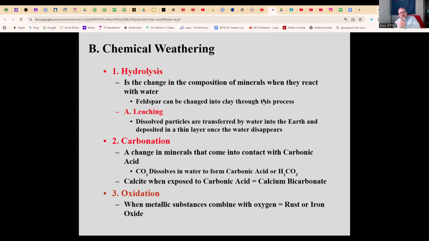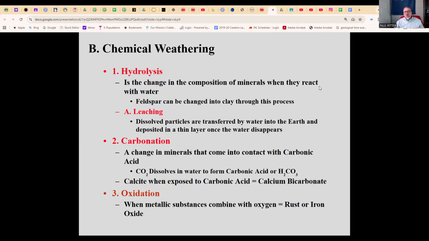Now, leaching is a little bit different. Leaching is when you remove water. By removing the water, you're transferring the particles in that area and dispersing them into the material. For example, when I think about leaching, I think about coffee. You leach the coffee out of the coffee bean that's been ground up, and then it goes into the water. Again, leaching is a little bit different than hydrolysis.